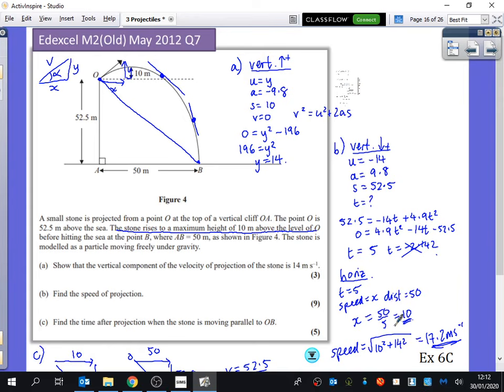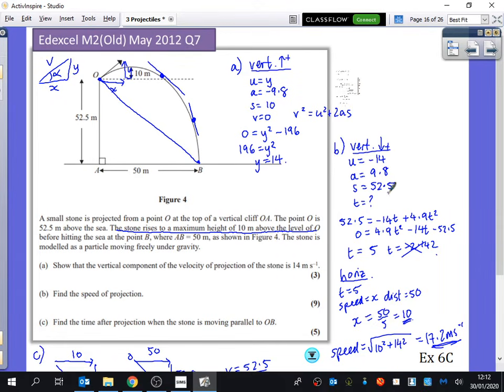The second part of the question, which wanted to find the speed of projection, well, we already knew that the y part of the projection was 14. So really the question is saying, find the x part of the projection. But to find the x part of the projection, we need to find out how long the whole journey takes, so I can work out how fast it was traveling in this direction for the same amount of time.